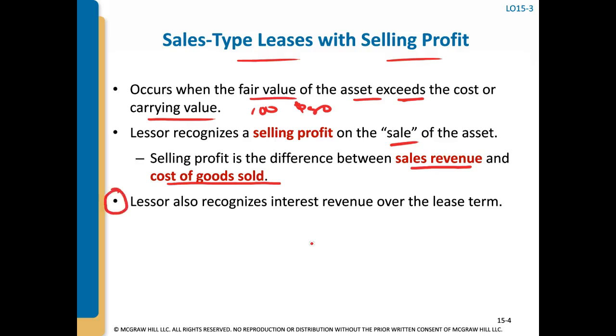This bullet point right here, the lessor also recognizes interest revenue over the lease term. This is the same whether you have a with or without selling profit. That does not change. It's just the first two bullet points where things change.